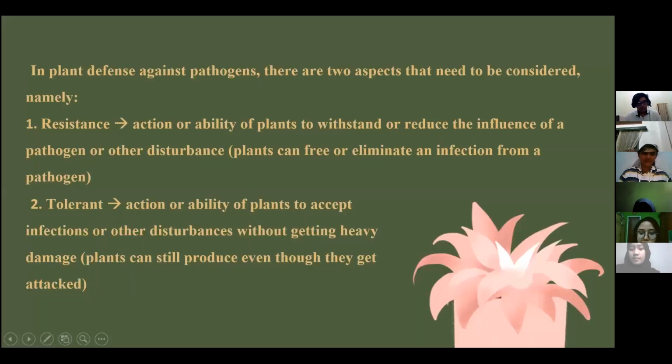In plant defense against pathogens, there are two aspects that need to be considered. One, resistance: the action or ability of a plant to withstand or reduce the influx of a pathogen or other disturbance. Plants can free or eliminate an infection from a pathogen. Two, tolerance: the action or ability of plants to accept infection or other disturbance without getting an epidemic. Plants can still produce even though they get attacked.